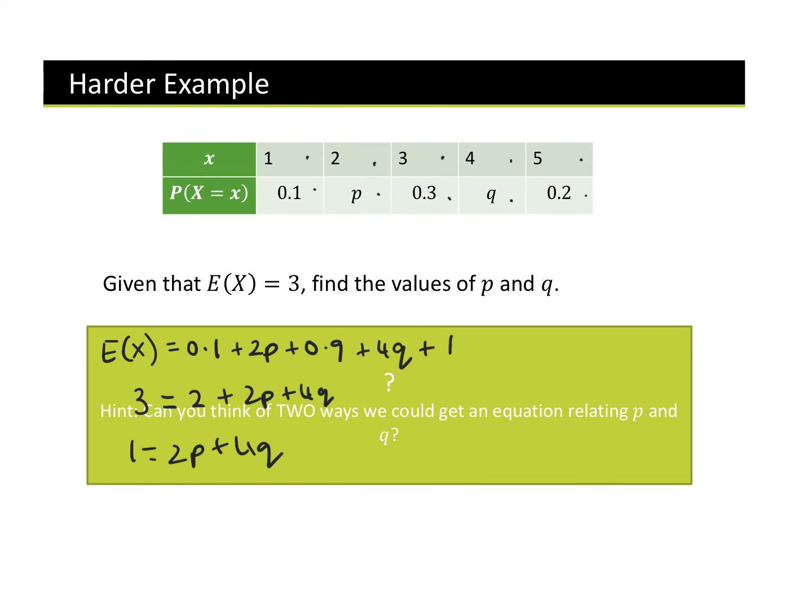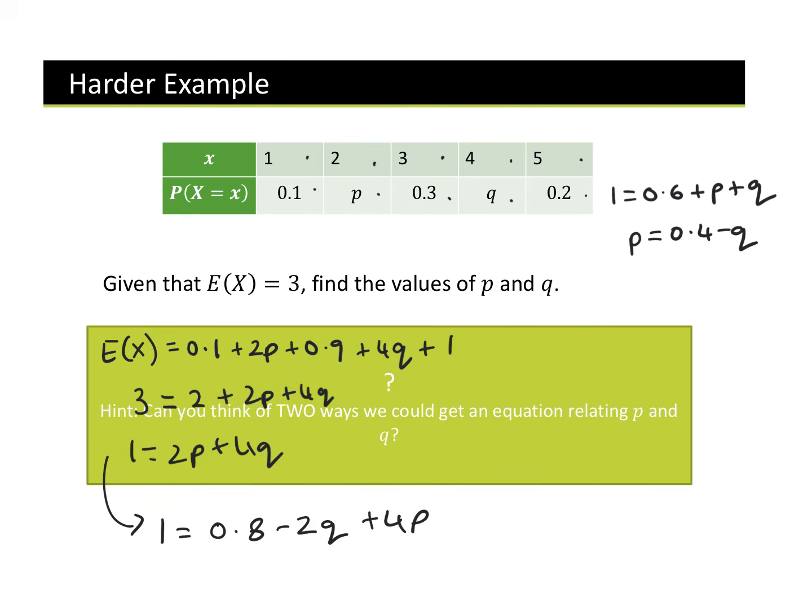So we've got two unknowns. We need a simultaneous equation. What else do we know? We know that all of these probabilities should add up to 1. So I'm going to do this really quickly. We should have 1 equals 0.6 plus p plus q. So I'm going to rearrange this to get p equals 0.4 minus q. I'm going to substitute that in, and we should all be happy with simultaneous equations now. So we're going to get 1 equals 0.8 minus 2q plus 4q. 0.1 equals q is what I got. Please somebody check that.